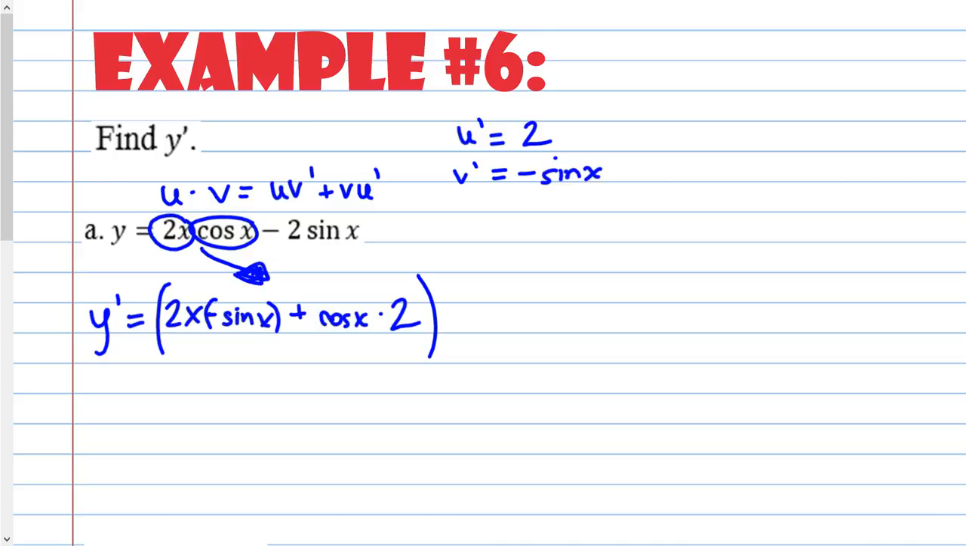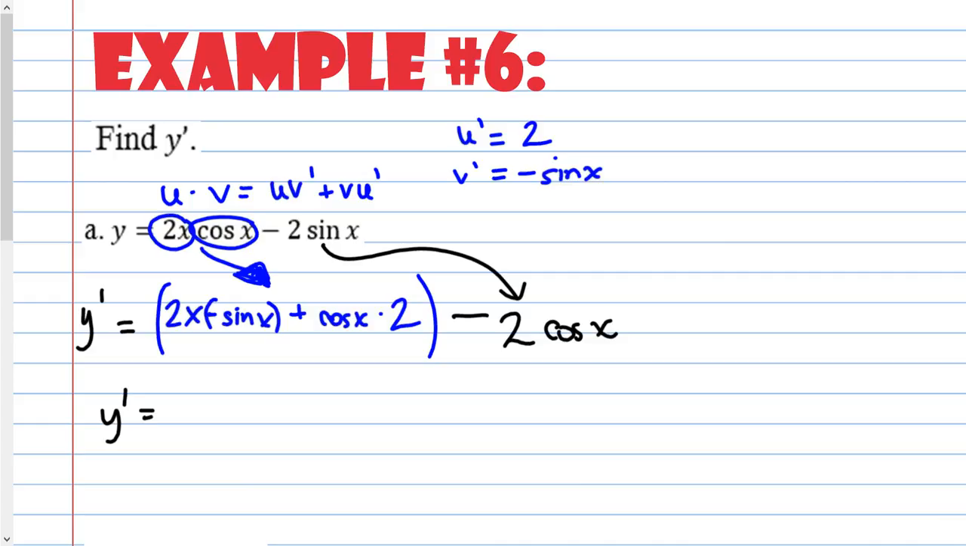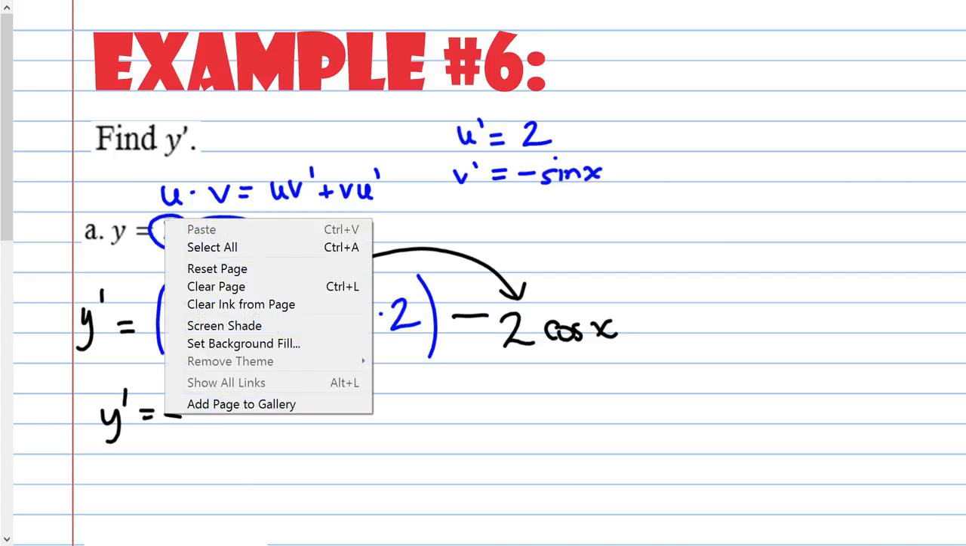Alright, then the rest, so minus, and the derivative of 2 sine x is 2 times cosine x, right? Because the derivative of sine x is cosine x. So this is what I have. Let me simplify it, clean it up a little. So y prime, let me change that to black so that you could see the blue stuff is the product rule. Okay, so y prime, so let's see, negative.